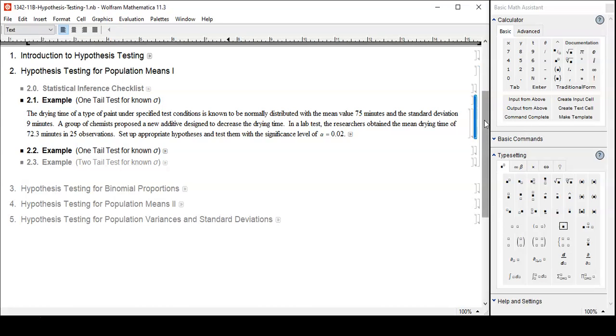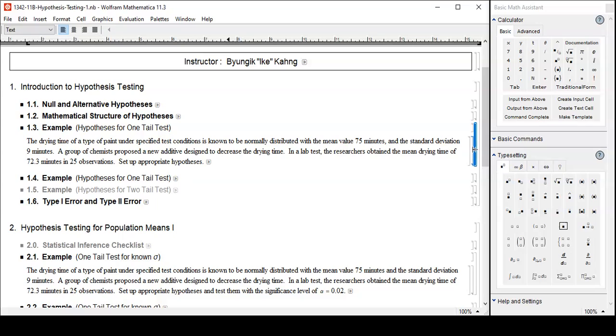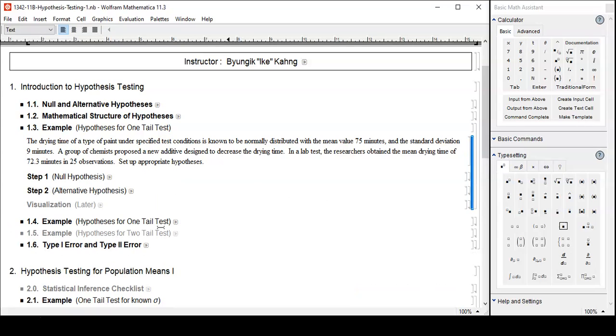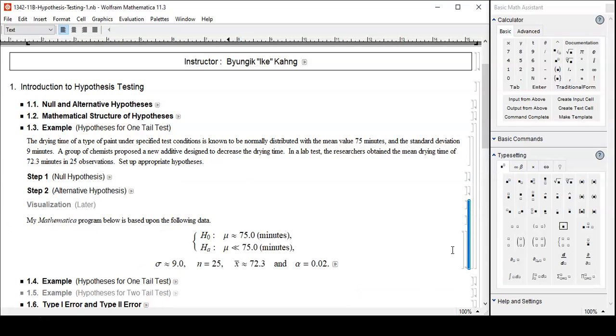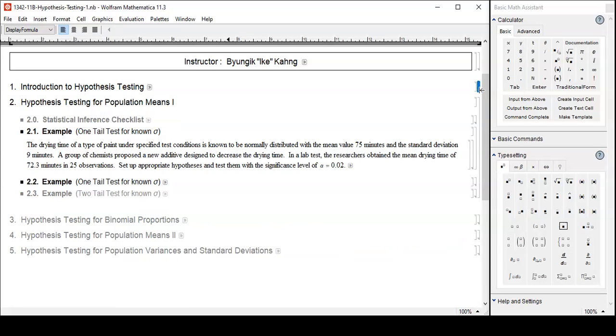Okay, here's a problem. The drying time of a type of paint under specified test conditions is known to be normally distributed with a mean value of 75 minutes and a standard deviation of 9 minutes. Wait a minute, haven't we seen this before? Well, actually, it's the very same problem as this. We went through all that, and here is the conclusion, so let me just copy and paste it.